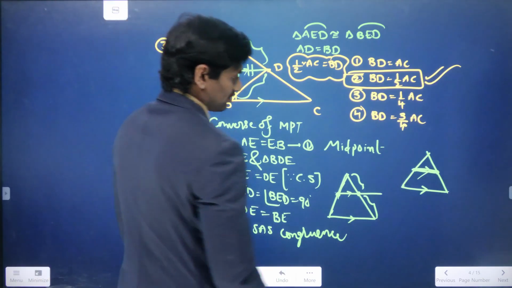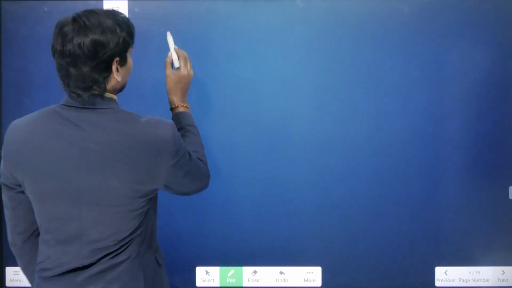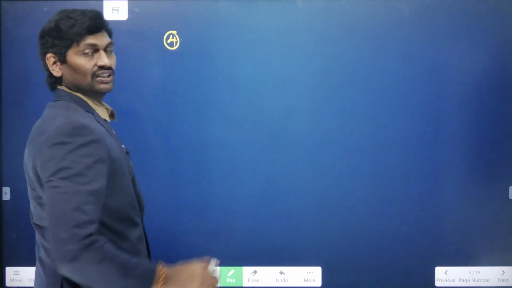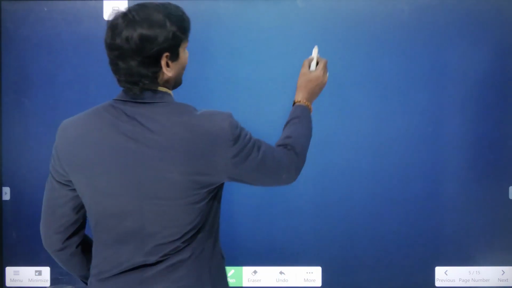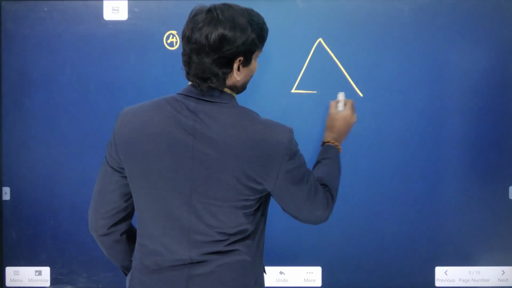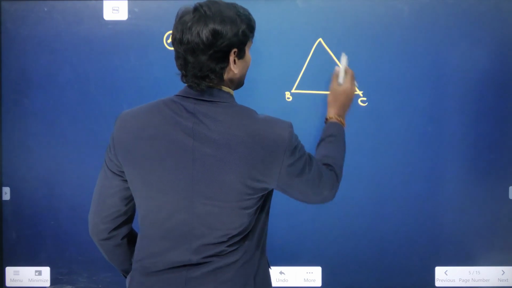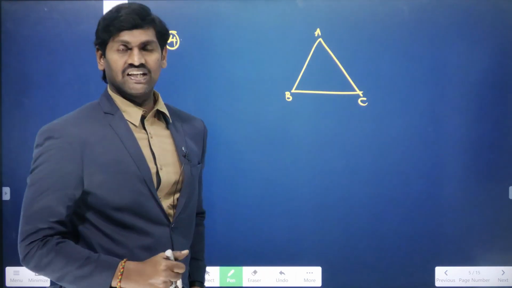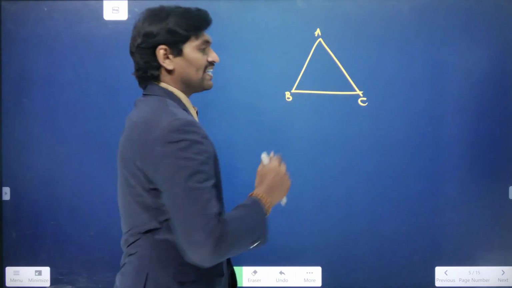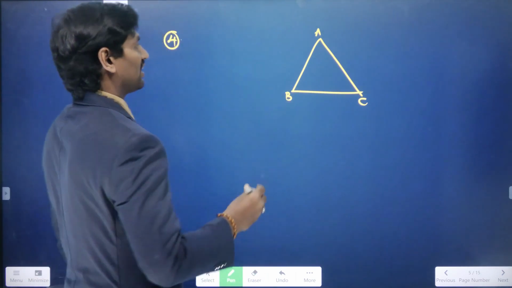Okay. Now let us go to problem number 4. The fourth problem is given that the bisector of the exterior vertical angle of a triangle is parallel to the base. For example, if you take a triangle like this and consider BC as the base, then A will be the vertical angle.